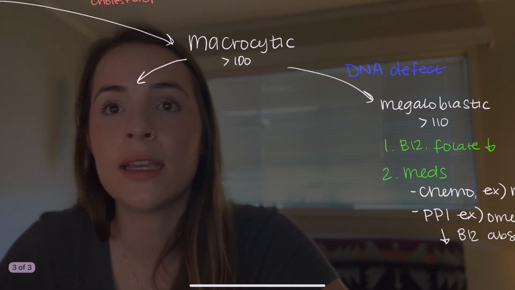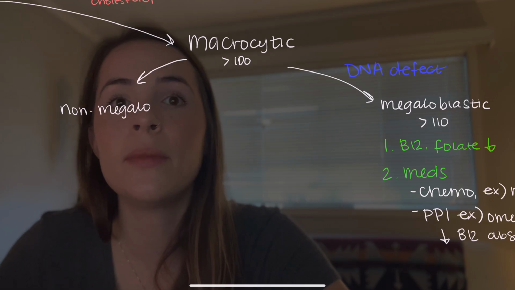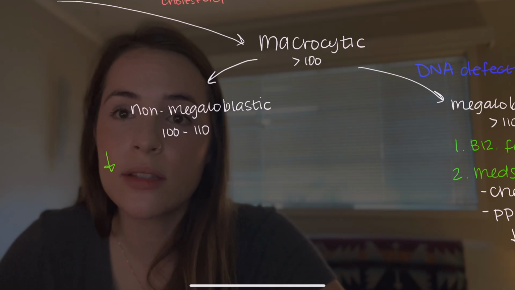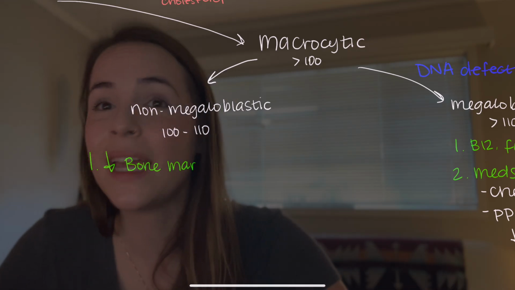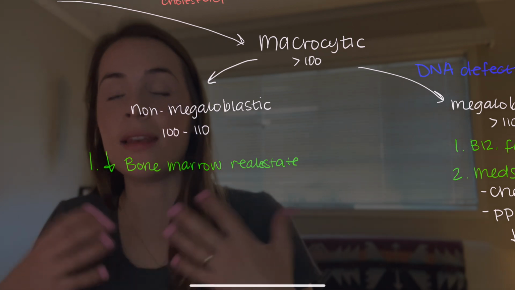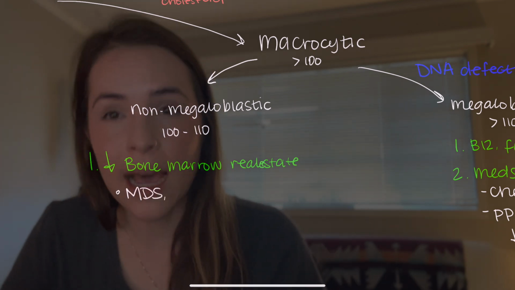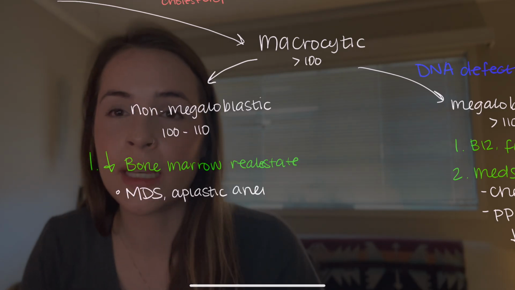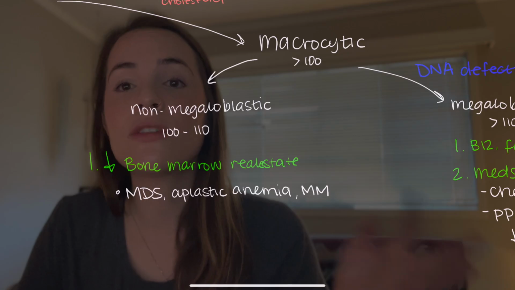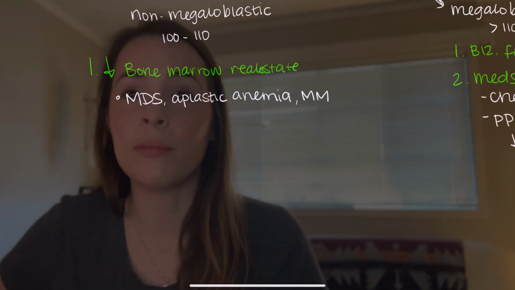Non-megaloblastic anemias can happen due to a problem in bone marrow real estate. So like in MDS, so myelodysplastic syndrome, aplastic anemia, or multiple myeloma, basically there's just not enough hematopoiesis happening to produce the number of cells we need. So all of a sudden, those cells that are produced are packed full of hemoglobin, making them larger.